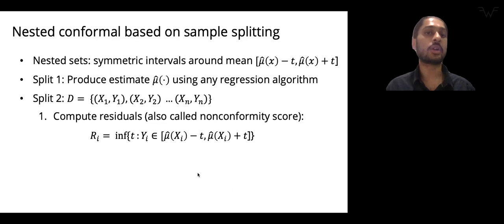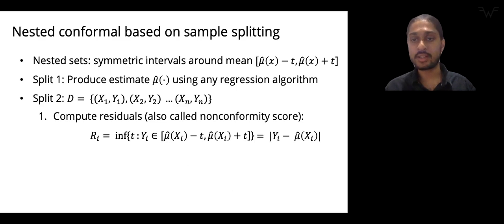And this is called a residual or a non-conformity score, because if yi is very far away from mu hat, then the residual is high, or in some sense yi is non-conforming with respect to the training data that mu hat was learned on. In this particular case, you can notice that the Ri is actually equal to the absolute value of yi minus mu hat xi. However, although it's very simple in this particular case, we can consider more complex families of nested sets where it may not be straightforward to write down Ri in this form, and that's where our framework is most useful.